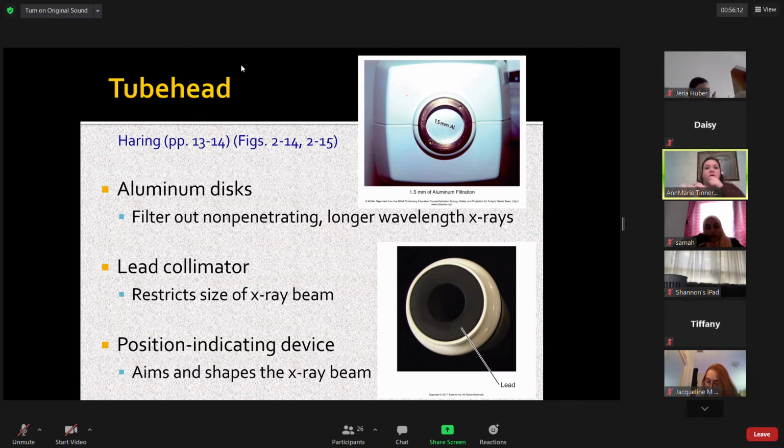All right, here is an aluminum disc. And these help to filter out non-penetrating longer wavelength X-rays. We also have a lead collimator. This helps to restrict the size of the X-ray beam. And then your position indicating device, also known as your PID, helps to aim and shape the beam of the X-ray.